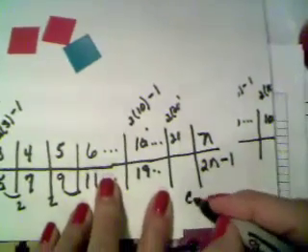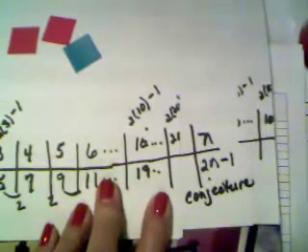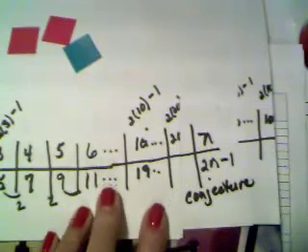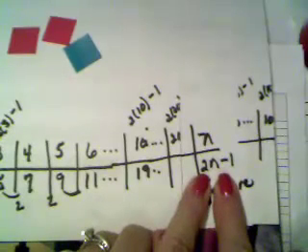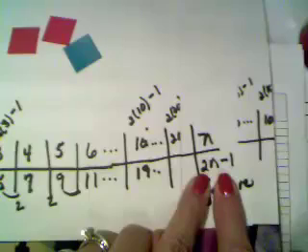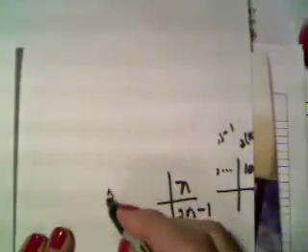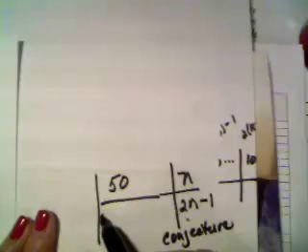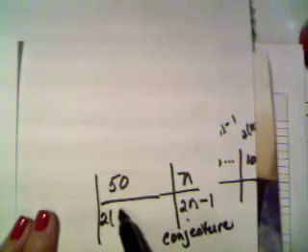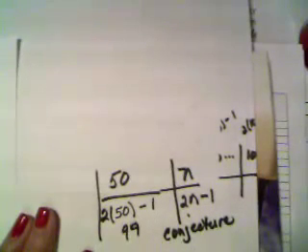So this gives me my conjecture, my generalization about what is happening in the situation. I can use this generalization from now on in terms of predicting what would happen next. So if I ask you how many tiles are in the 50th position, you would know to take 2 times 50 minus 1, or there would be 99 tiles.